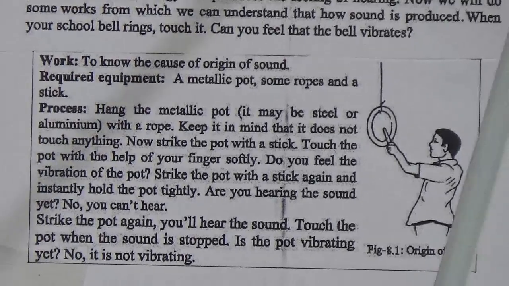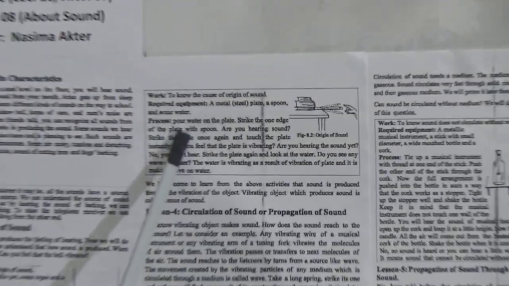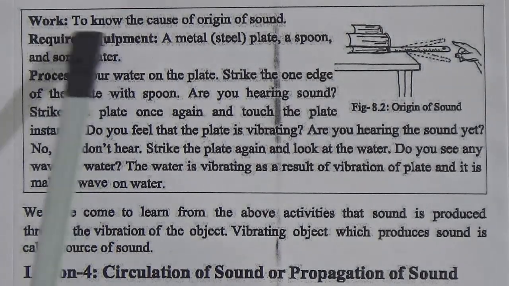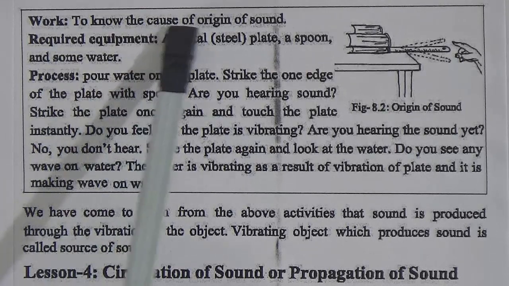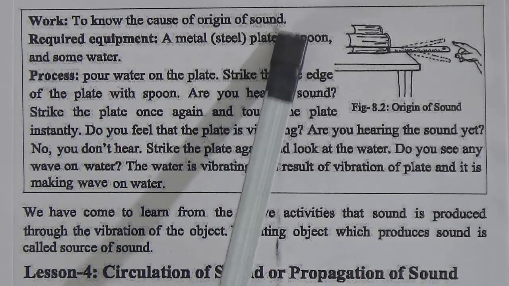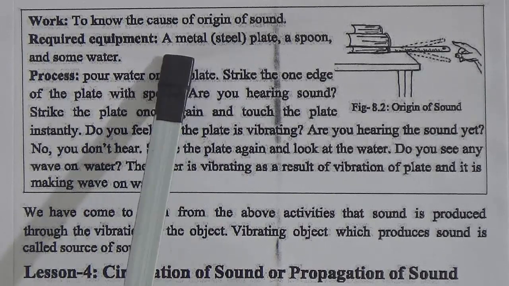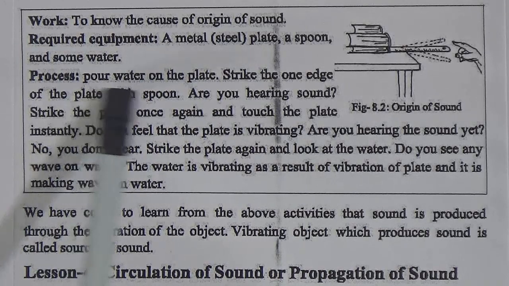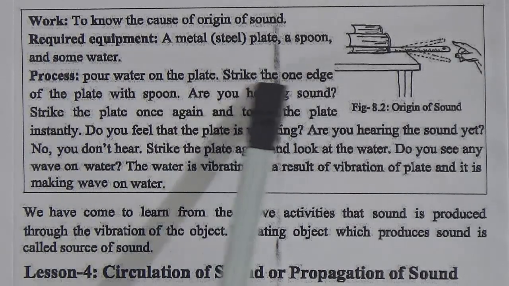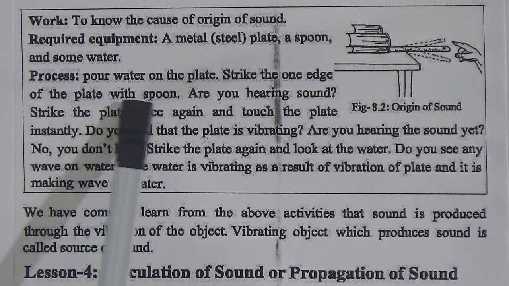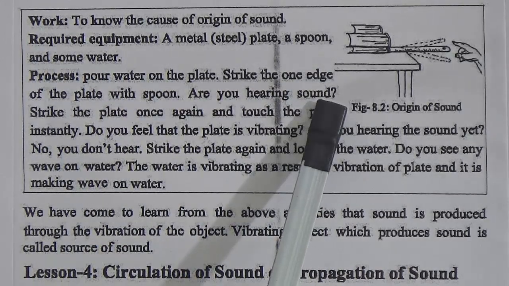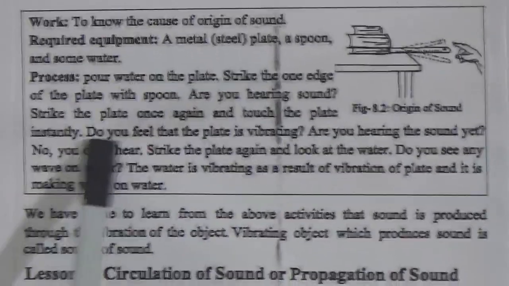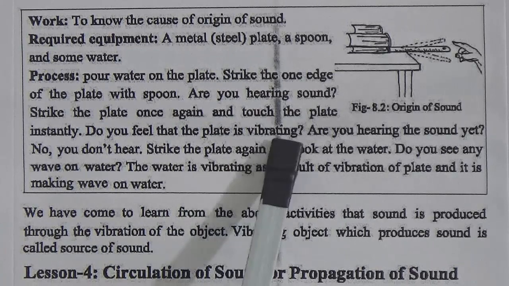And here is another experiment. We will do this experiment here. At first we will read this, to know the cause of origin of sound. Required equipment is a metal plate, a spoon and some water. Process: pour water on the plate, strike one edge of the plate with the spoon. Are you hearing sound? Strike the plate once again and touch the plate instantly. Do you feel that the plate is vibrating?